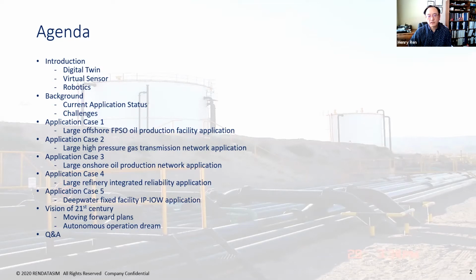Okay, so I have an agenda listed here, and mainly I'm going to talk about five cases and give you the idea of the current platform we use, pretty much not just Chevron, pretty much all the industry. That's how they utilize the system right now for online monitoring. Then I'm going to talk about my view on how we should move forward and how we're going to think about the future, maybe 10 or 20 years from now, autonomous operation.